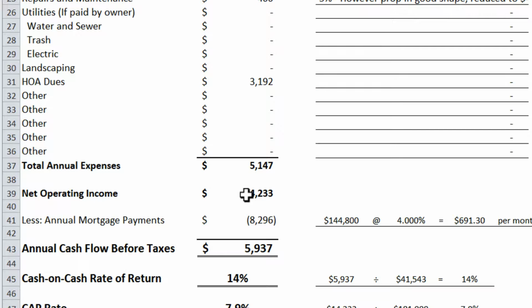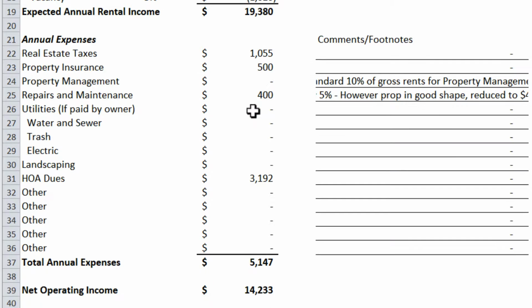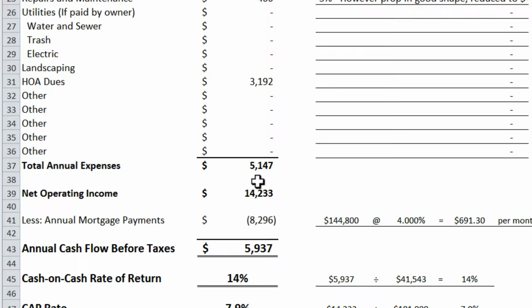Net operating income, $14,233. This is simply the estimated income minus the annual expenses. $14,000 is the annual net operating income minus the mortgage payments. And you can see the calculation over here. Principal and interest on $144,800 at 4% is $691.30 per month times 12 months, $8,296. Annual cash flow before taxes, $5,937. So just by inputting everything on our inputs tab, we come over to the cash flow tab and it tells us how much we're going to make every year.